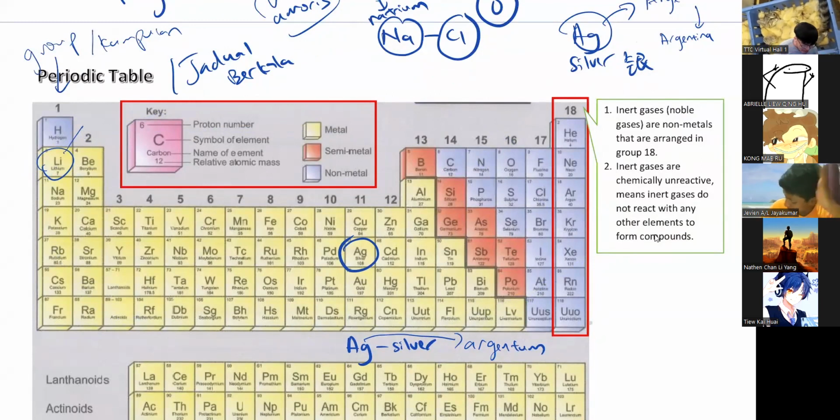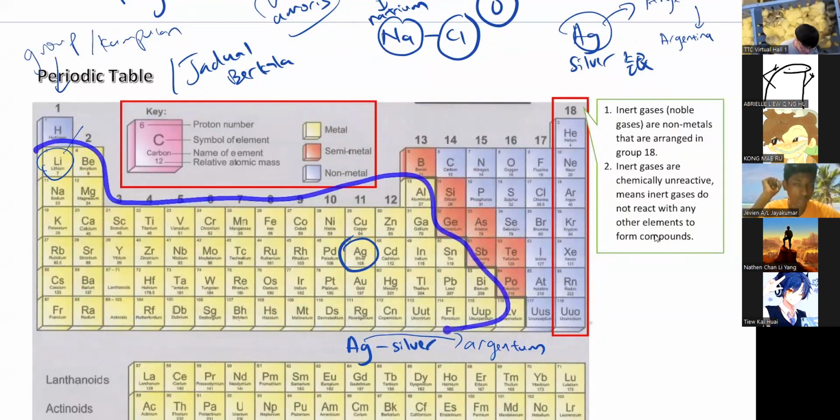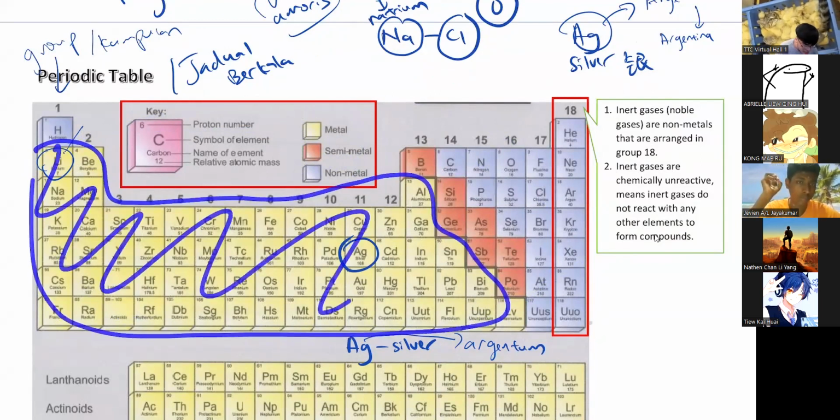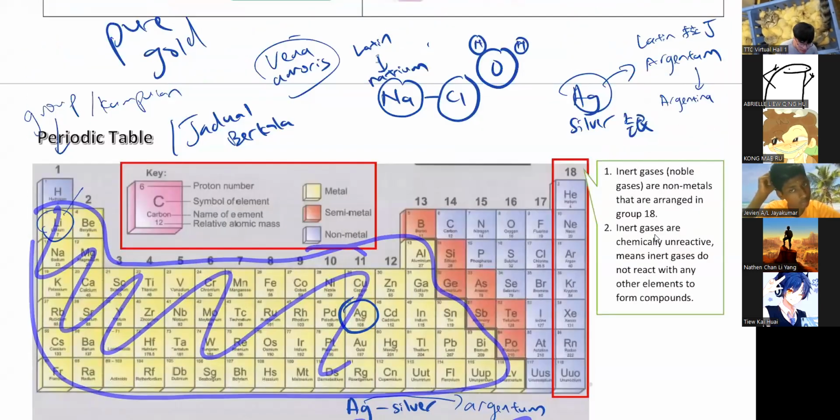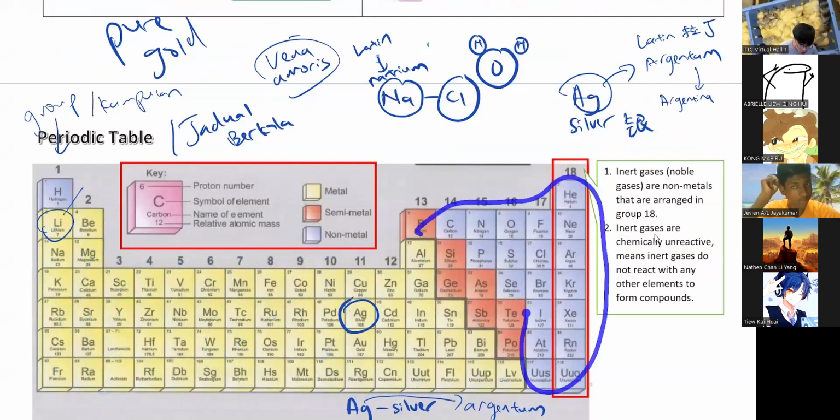All right, so you only need to know where are the metals, where are the semi-metals, that means half metal, and where are the non-metals. That's all. They will ask you to shade in exam. The metals are usually on the left hand side. All the yellow ones are all metals, and the blue ones are non-metals.